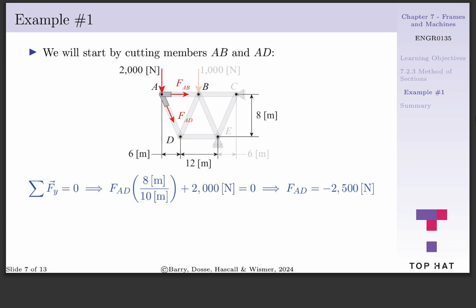Note in the method of joints video, we found FAD equal to 2,500 newtons. Due to sign convention and Newton's third law, this member was found to be under compression.